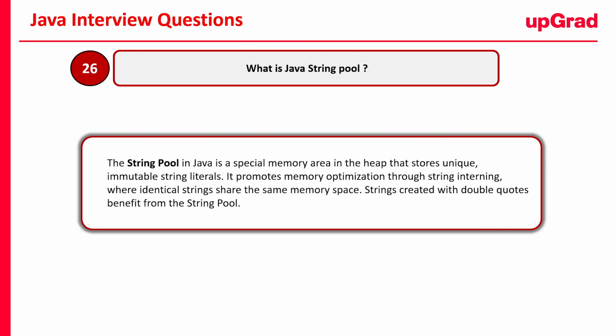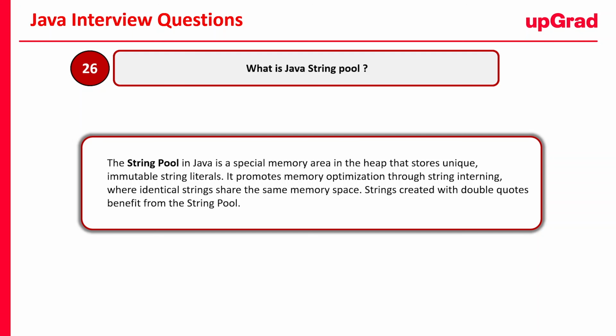Since strings in Java are immutable, meaning they cannot be changed once created, this allows the string pool to store unique string values. This process is known as string interning, where identical string literals share the same memory space, helping to optimize memory use. When you create strings with double quotes, they utilize the string pool. However, when using the new keyword, a new string object is created outside the pool. So this is how you can answer this question.